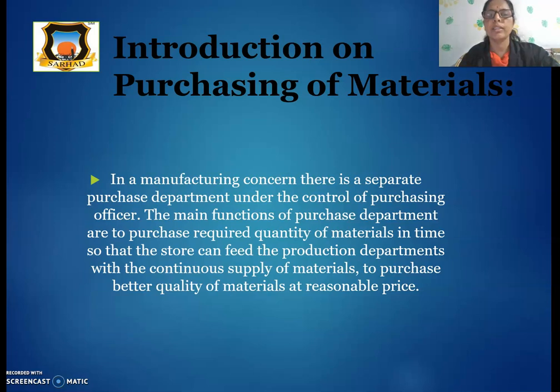As you know, in a manufacturing concern, there is a separate purchase department under the control of a purchasing officer. And material is a major portion of the total cost of the product. Supplies are also used for the manufacture of product. Both material and supplies are collectively called stores. So the main functions of the purchase department are to purchase the required quantity of material in time so that the store can feed the production department with a continuous supply of material, and to purchase better quality of material at a reasonable price. So material purchasing is a process related with the raw material purchasing in the business organization.